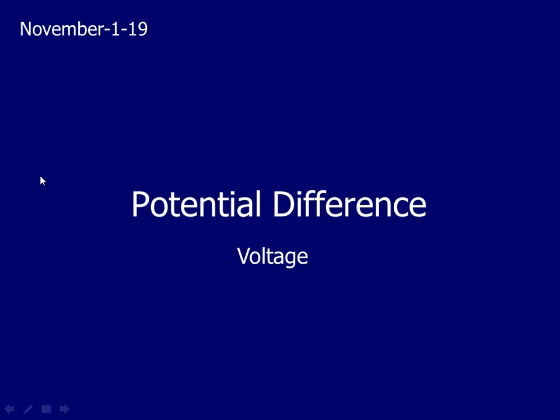Okay, so what is this volts? What does the volts mean? And that's what we want to talk about. The technical term for voltage is actually potential difference. I'll explain what that means, but I'll often talk about volts. I won't necessarily use that term potential difference.